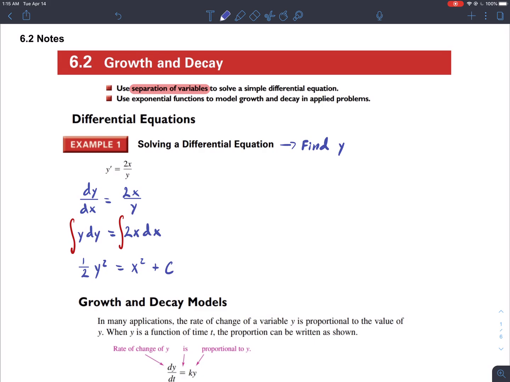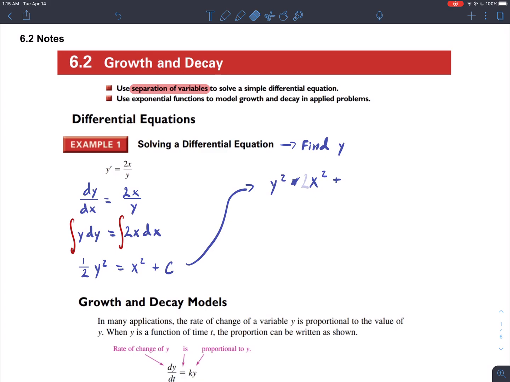Now I have a couple of options. I'm not done. A lot of students will stop here, and that's a mistake. You're not finished until technically you find and isolate y. All right? So I could do that, just multiply by 2, and I get y squared equals 2x squared, plus, you could write 2c, but when you multiply a constant times 2, if I don't know what that constant is, I might as well just still call it some unknown constant.